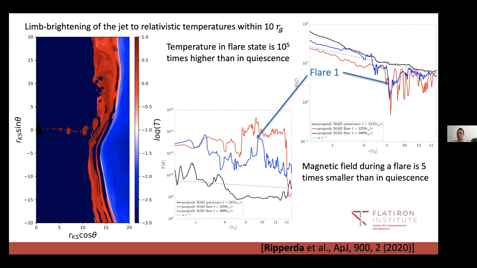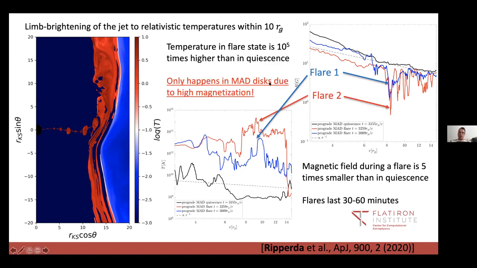So if we normalize the magnetic field such that it's between 50 and 10 Gauss during quiescence, so that's the black line again, then we see that during a flare it drops to between say 1 and 5 Gauss, which is again in accordance with observations. I have to mention this happens only in MAD disks, because in a SANE simulation, you're practically in between the black and the blue and the red lines all the time. So there is no clear distinction between a flare and quiescence.